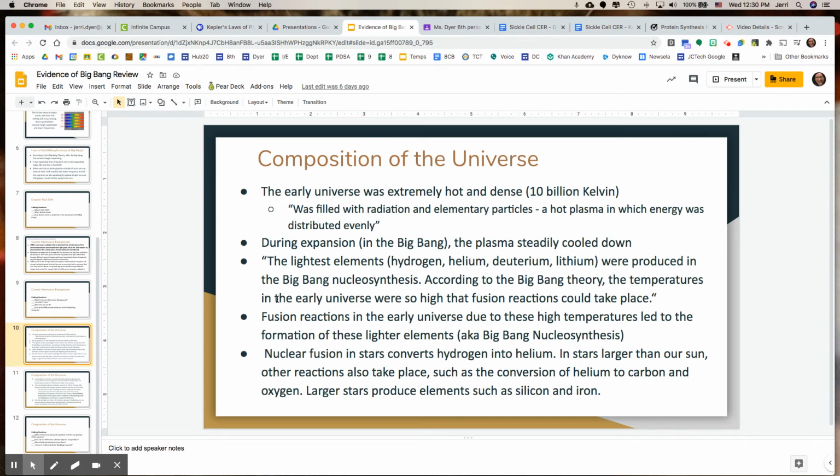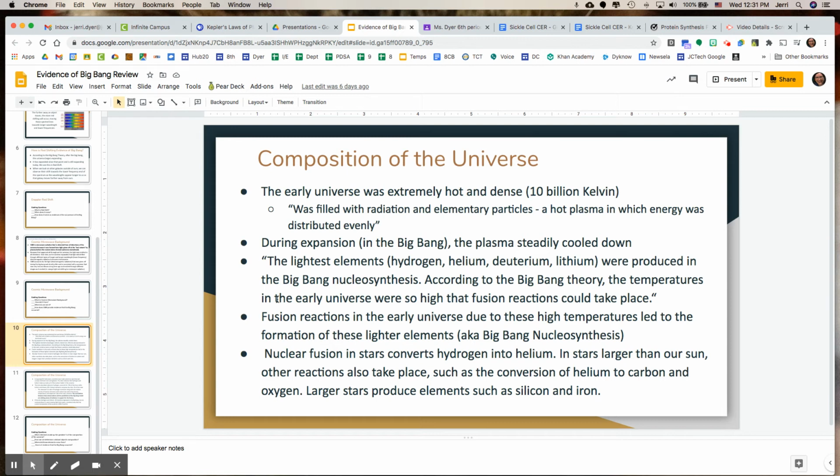So fusion reactions led to the formation of lighter elements. Specifically, you got hydrogen and helium formed, a little bit of lithium, a bit of deuterium, and a little bit more of some other things that decayed over time. But mostly you got hydrogen and helium. As we move on through time, nuclear fusion in stars will convert some of the hydrogen into helium. That only accounts for about 2% of the helium, maybe 3% of the helium that we have. The rest of it occurred in that early nucleosynthesis, the Big Bang nucleosynthesis.